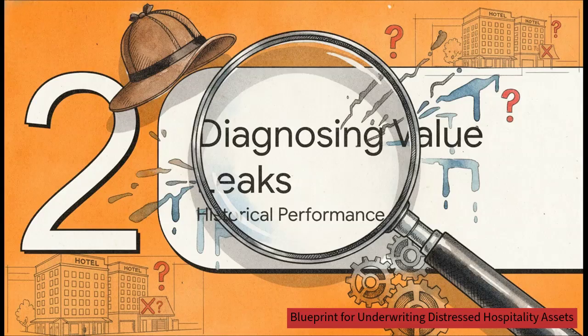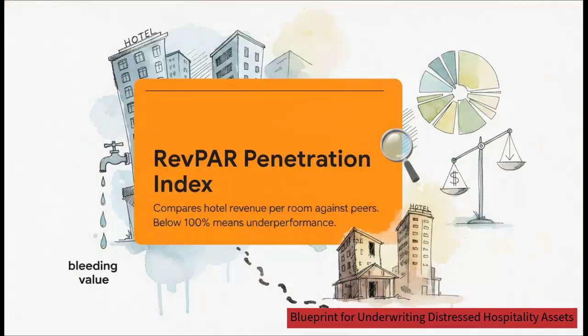Section 2. Diagnosing historical value leaks. Now, what's really interesting about this is how we actually prove a property is failing. We use the RPI, or RevPAR Penetration Index. This is the cornerstone of benchmarking against your competitors. Think of the market demand like a giant pie. If you look at a hotel's revenue per available room against its immediate peers, and that number is below 100%, it is mathematical proof that this asset is actively bleeding its slice of the pie straight to the competition.